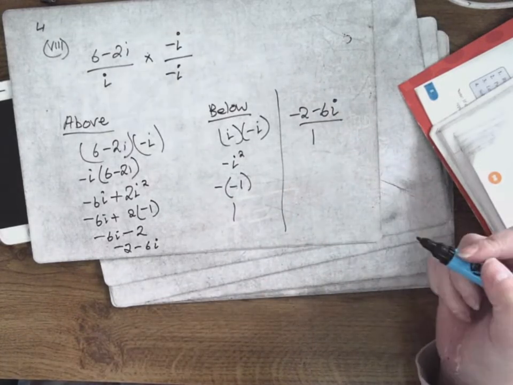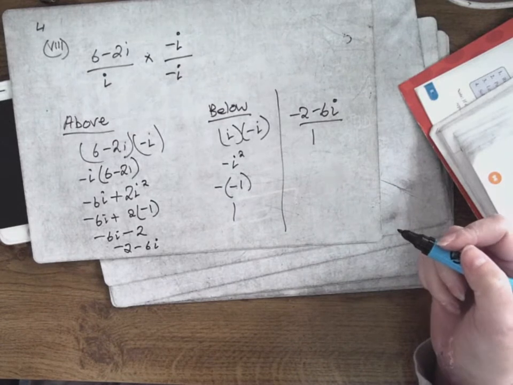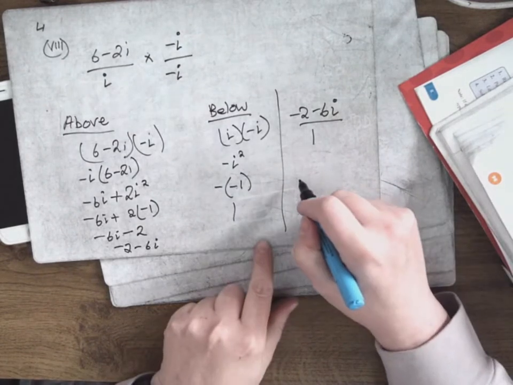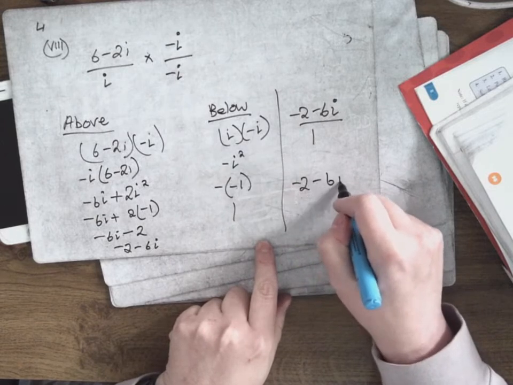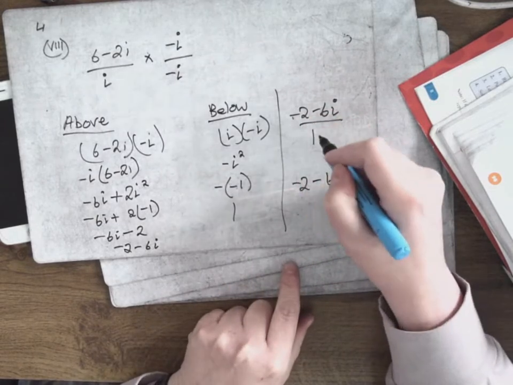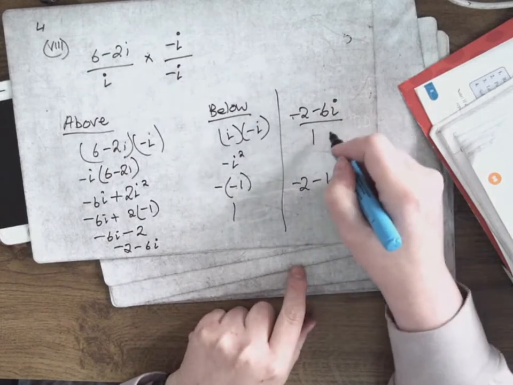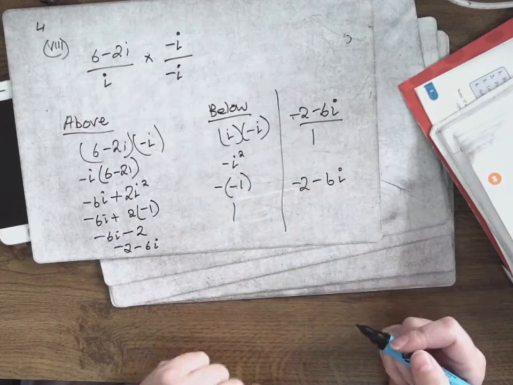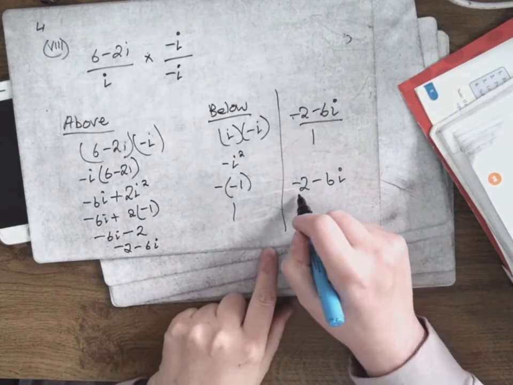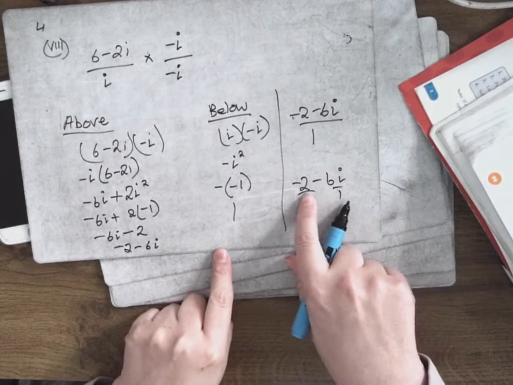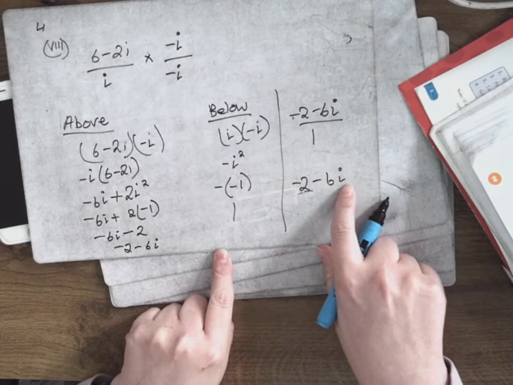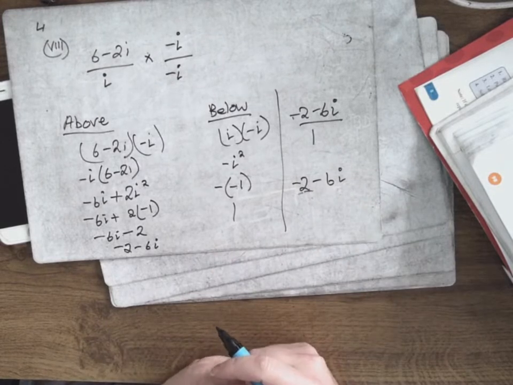But everything divided by 1 is just itself, isn't it? Divided by 1 doesn't mean anything. So what's my answer? Minus 2 minus 6i. Because minus 2 divided by 1 is minus 2, and minus 6i divided by 1 is minus 6i. Okay? If you left it as that, it's perfectly correct. Okay? Is that alright? Okay.